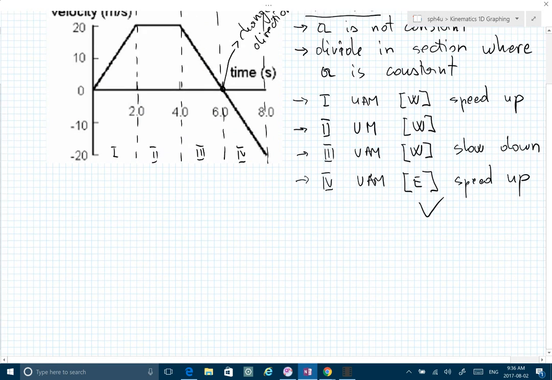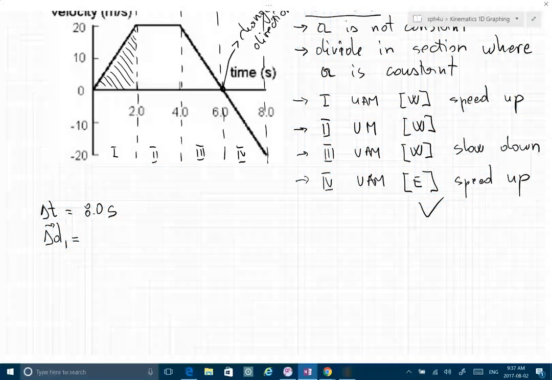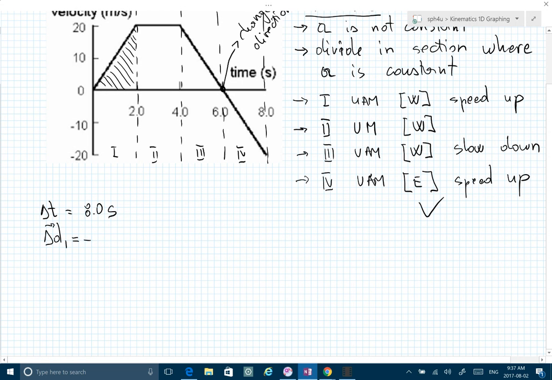So let's start with how long did all the travel take? Well, it took 8 seconds, right? Let's find now all the displacements for each section, right? So delta d1 for the first 2 seconds, remember, is the area under the graph, between the graph and the time axis, which is just that one there, and it's above the time axis. So it's a triangle, base times height divided by 2. So 20 times 2 is 40, divided by 2 is 20, so it's plus 20 meters, right? You travel 20 meters west.